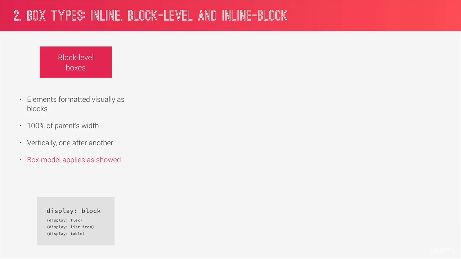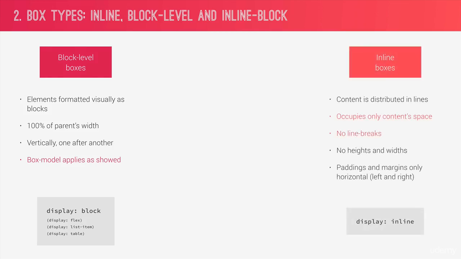Okay, so being a block level box, this box will always occupy as much space as possible, which is usually 100% of its parent width, and create line breaks after and before it, meaning that blocks are formatted vertically one after another. Now, about inline boxes, they are basically the opposite of block level boxes, because their content is distributed in lines, meaning that an inline box only occupies the space that its content actually needs. Therefore, they also don't cause line breaks after or before them, but instead, they just sit inside their block level parent element.